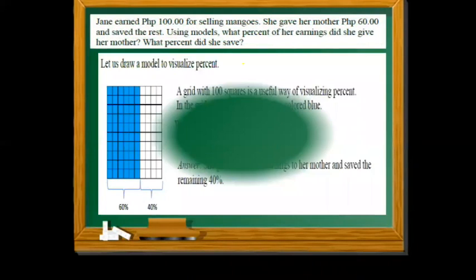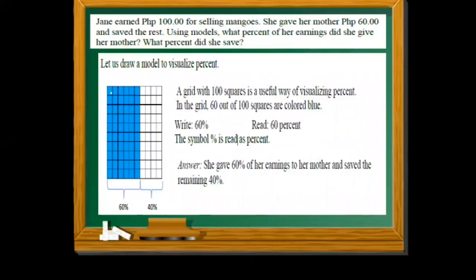Okay. So here's the solution. Magdodraw muna tayo ng 100 boxes. Ito yung ating 100 boxes. So kinulayan natin yung 60% niya, so meaning 60 na boxes. Ayan. And then, after that, yung natira, that's the 40 boxes. So, a grid with 100 squares is usually a useful way of visualizing percent. In the grid, 60 out of 100 squares are colored blue. So, yun color blue. Write 60%.